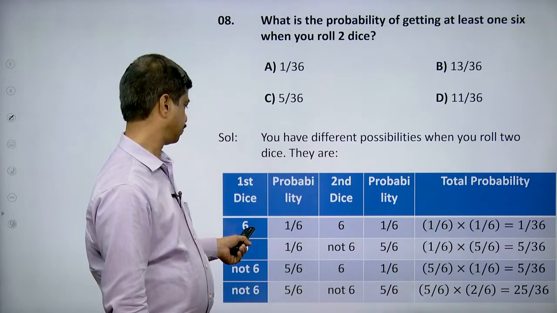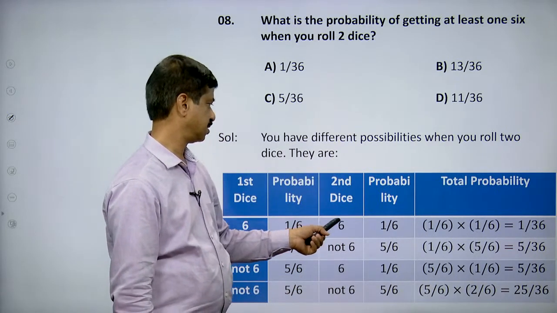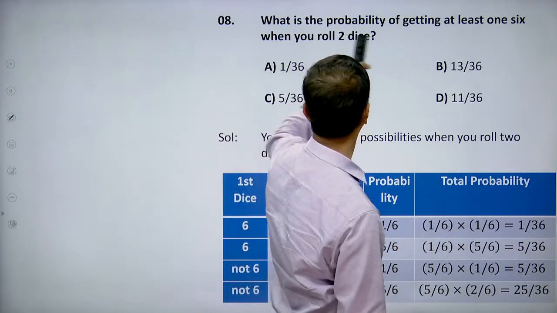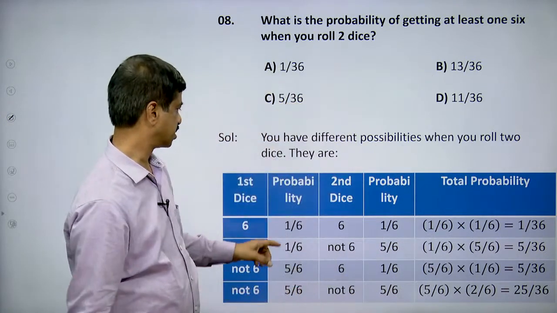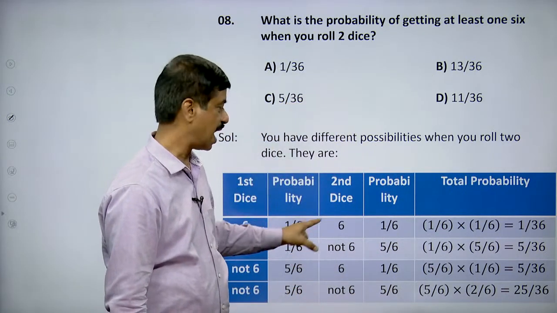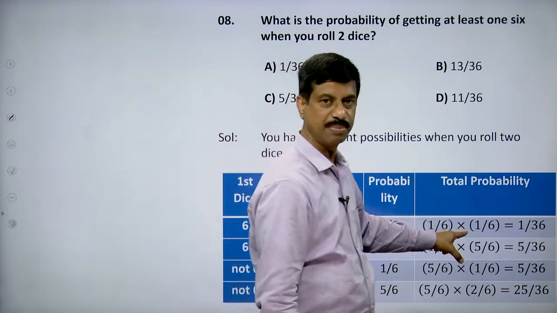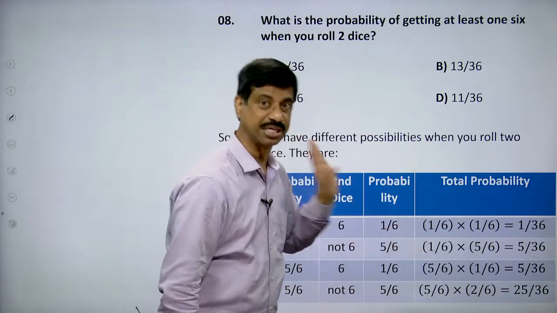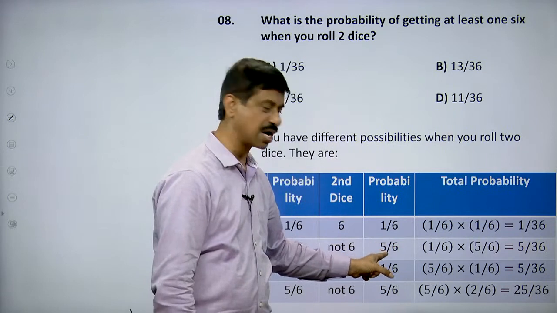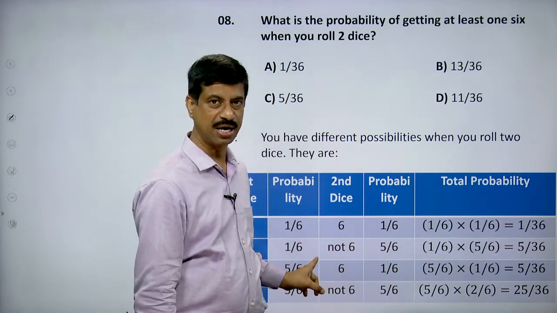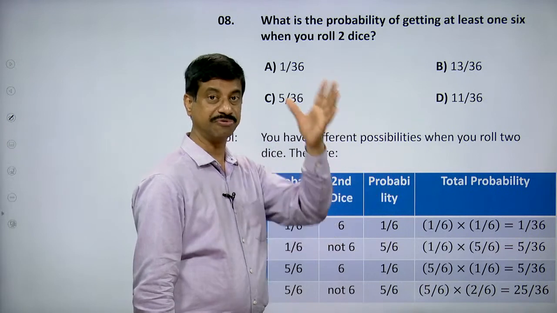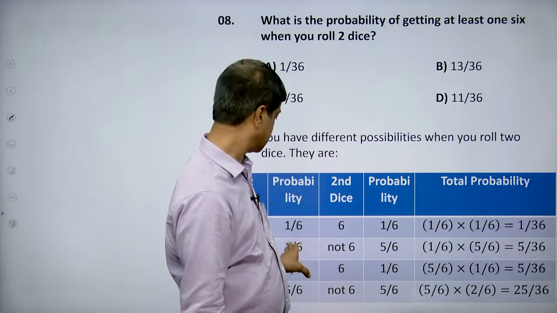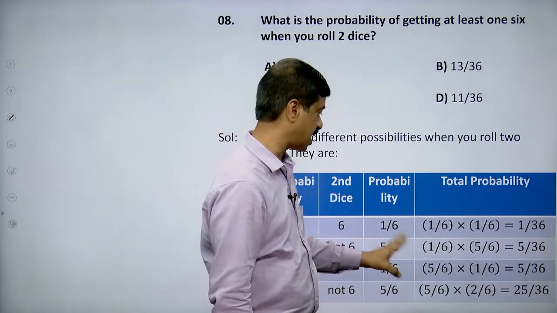The probability of getting a 6 on the first die is 1 by 6, and on the second die also 1 by 6. We want the probability of getting at least one 6 when 2 dice are rolled. First we get 6 and the second die also 6, and means multiplication. Otherwise, the first die may be 6 and the second die may not be 6. Not 6 is 5 by 6: if 6 is 1, not 6 is 5, that is 1, 2, 3, 4, 5. So 5 by 6 is the probability of not 6, and the product is multiplication.